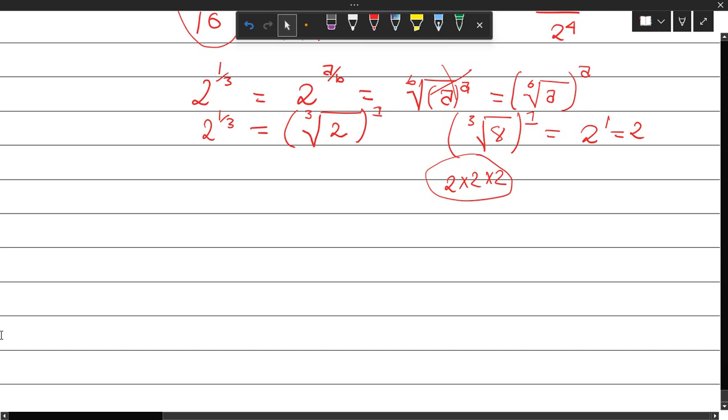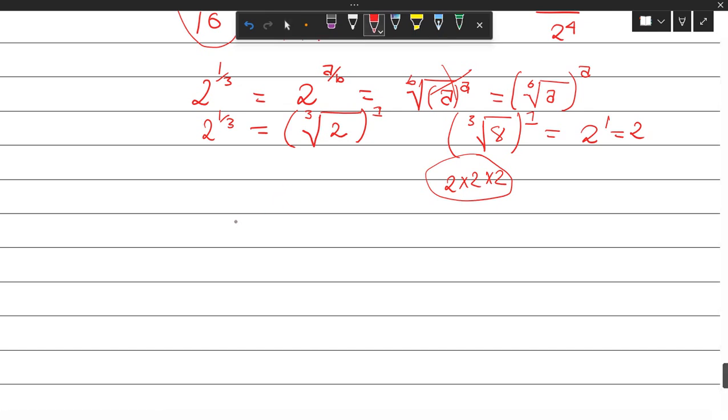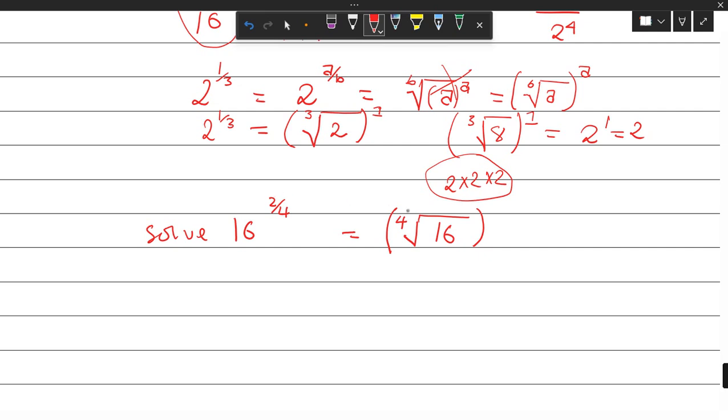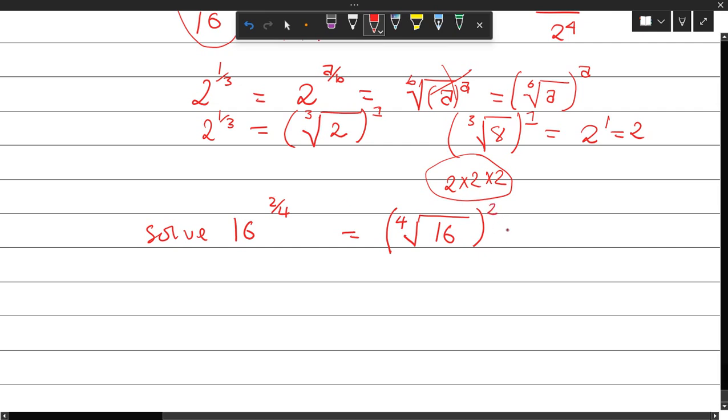Let me give you another example so you can follow what I'm saying. Let's say 16 to the power 2 over 4. How do you solve this? First of all, you write the root as usual. Then 16 goes inside the root, the denominator comes here, and you put everything in brackets to the power of the numerator, 2. This means fourth root of 16.